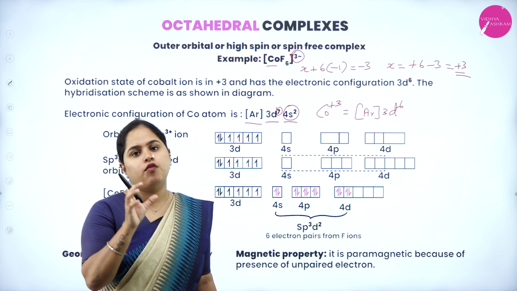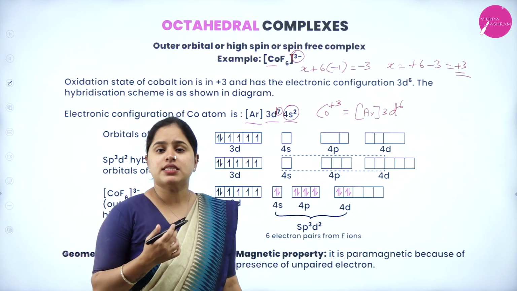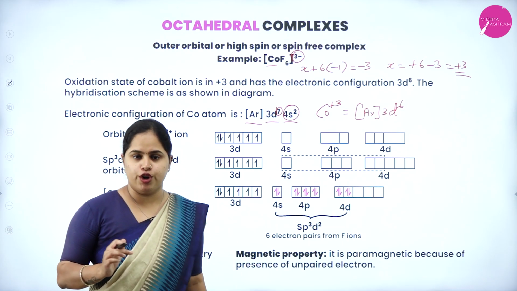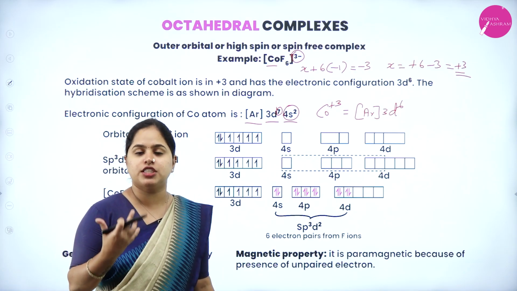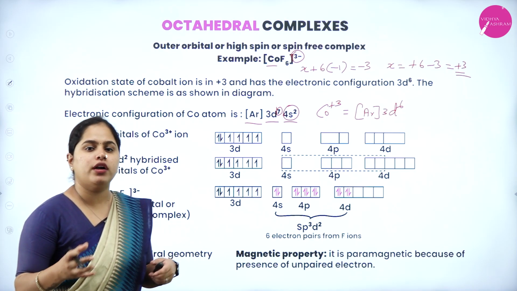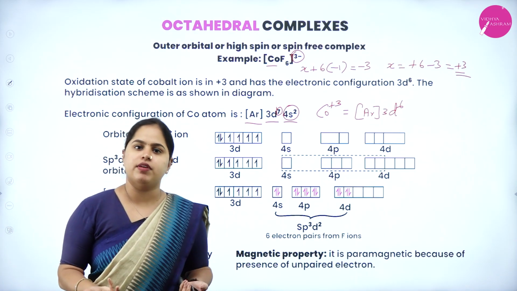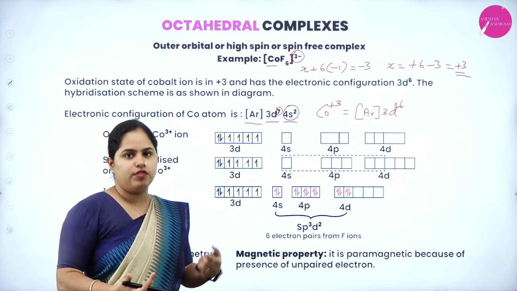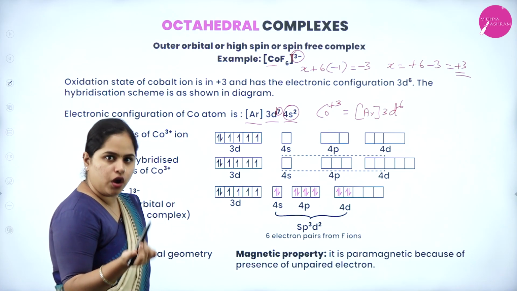As amine was a strong ligand, these electrons started pairing up. But in this case, the ligand is different. It is fluorido. Fluorido and chlorido, the halogens, are generally weak ligands. As it is a weak ligand, when the ligand approaches the central metal atom, the pairing will not take place. The electrons will remain as they are. They will not pair up.